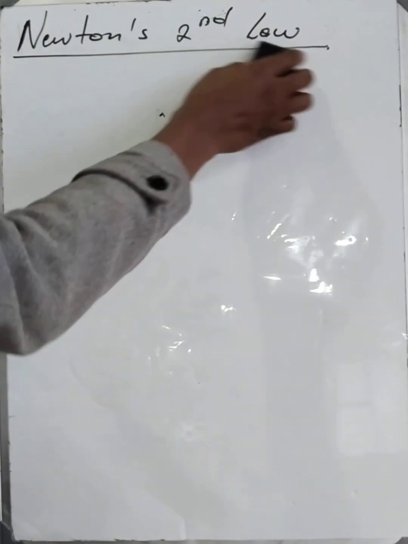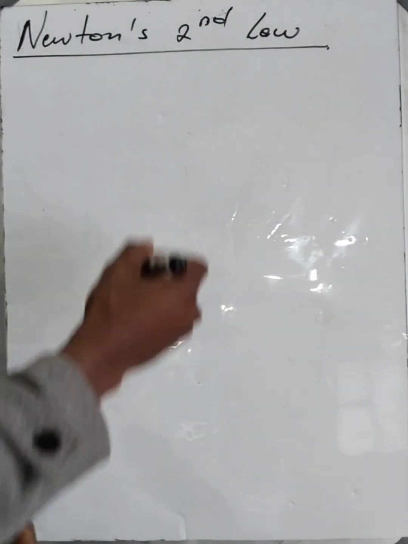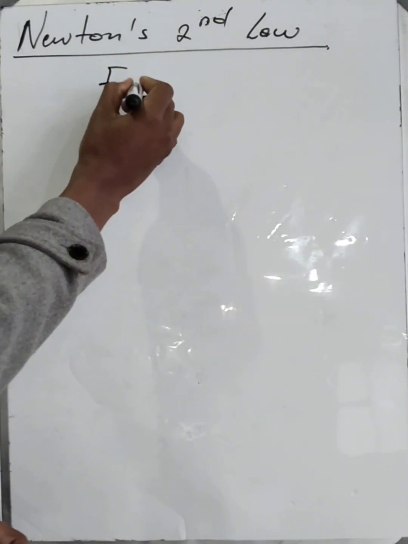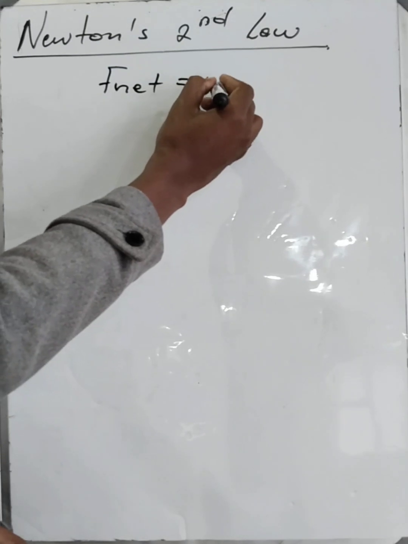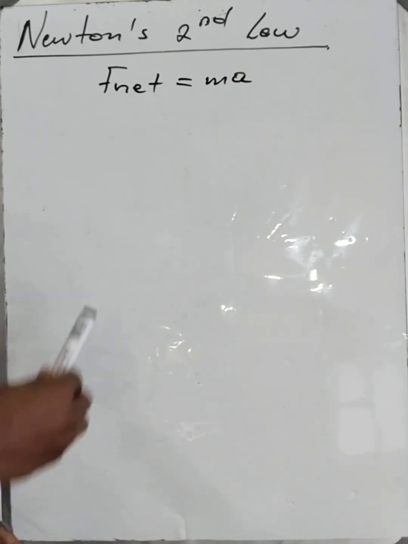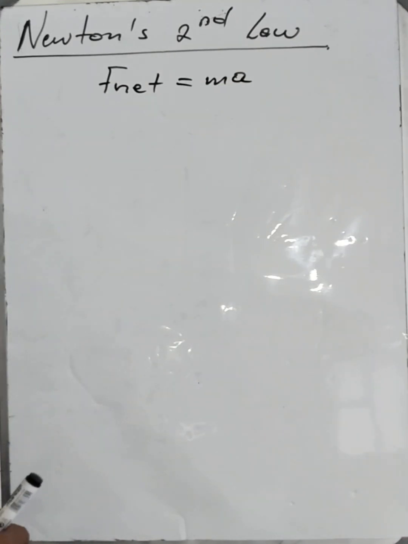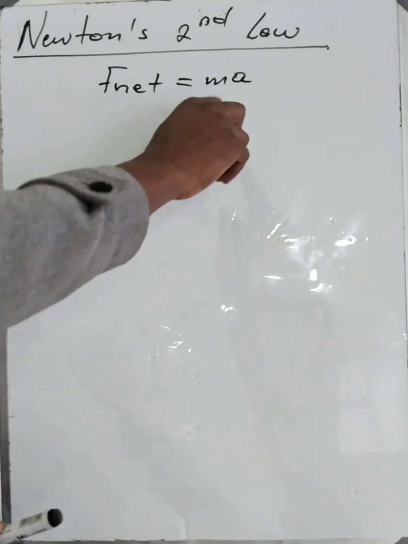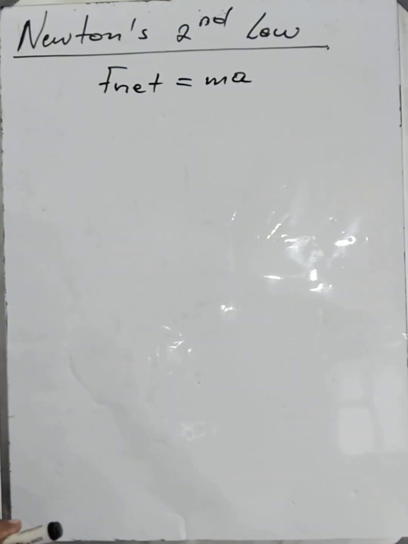So the formula for F net that we are going to use when we calculate any force, any mass, or the acceleration is F net equals ma, okay? F net is the resultant force, that is the total force. All the forces are there, linear forces, and it is equal to mass times acceleration, right?